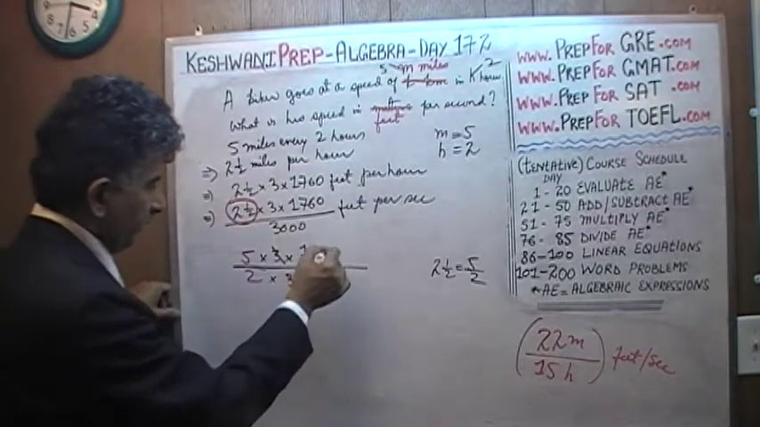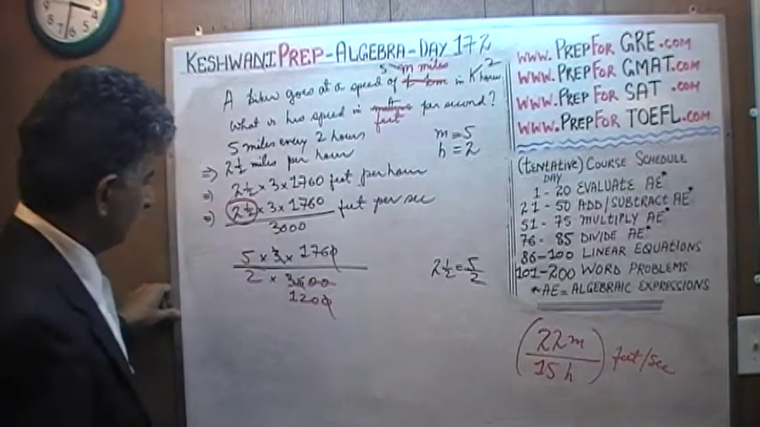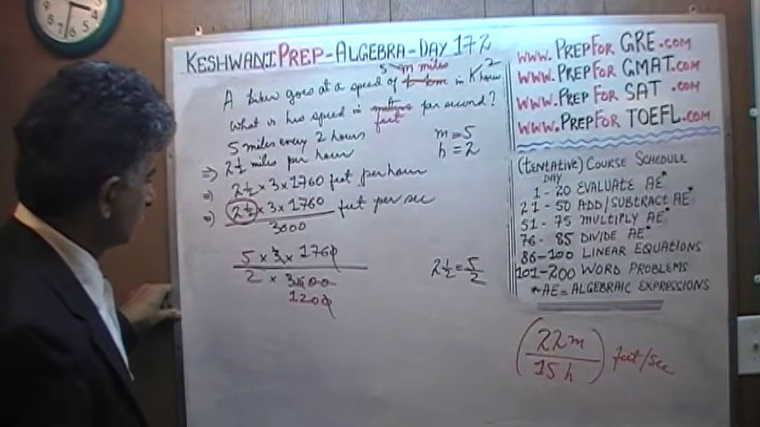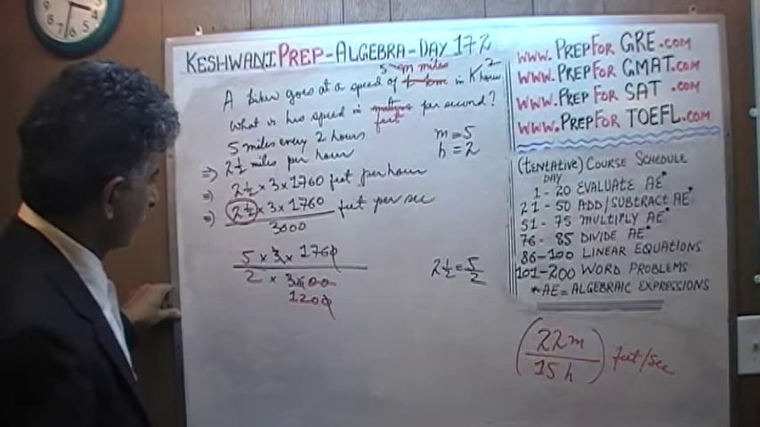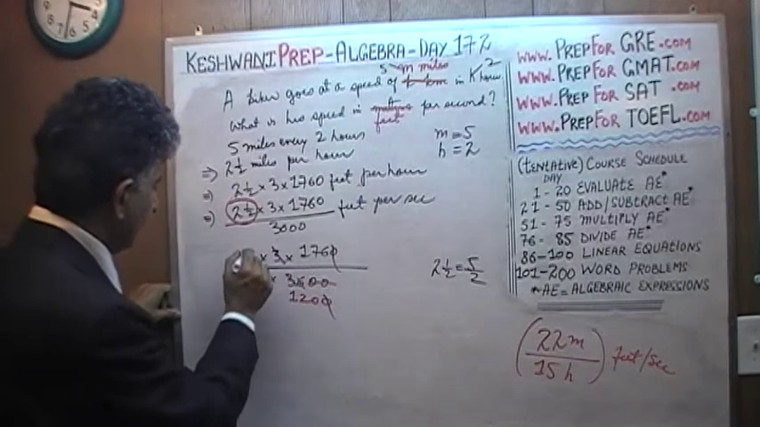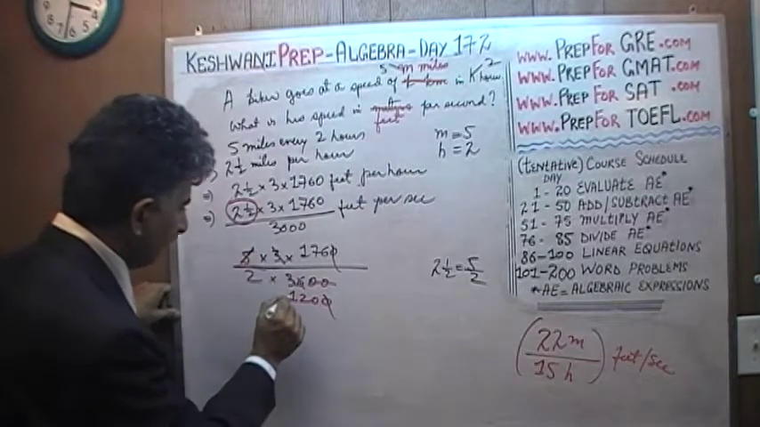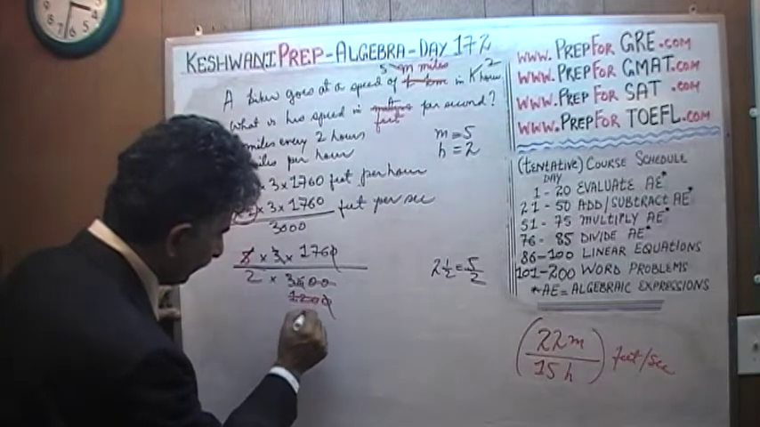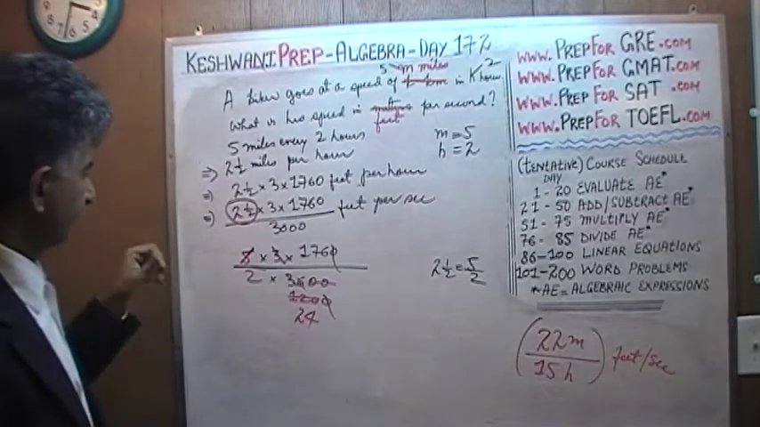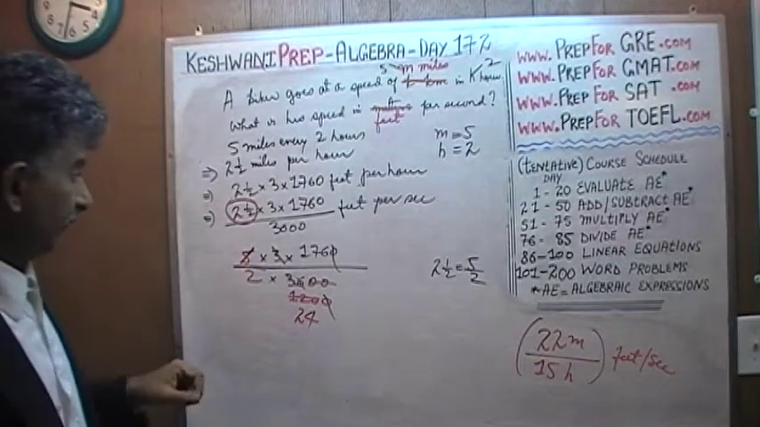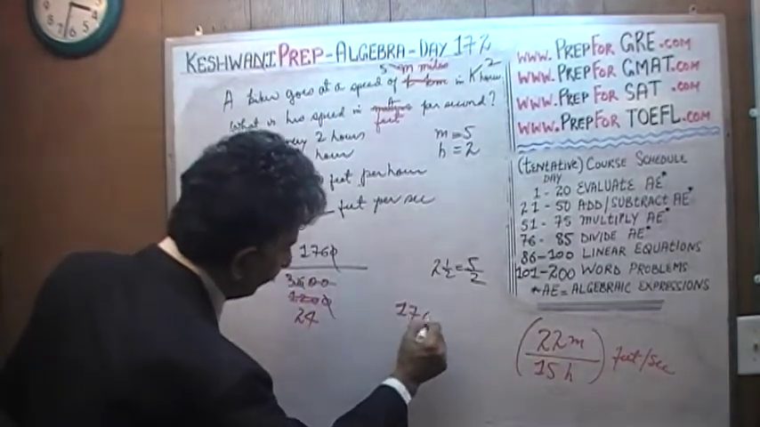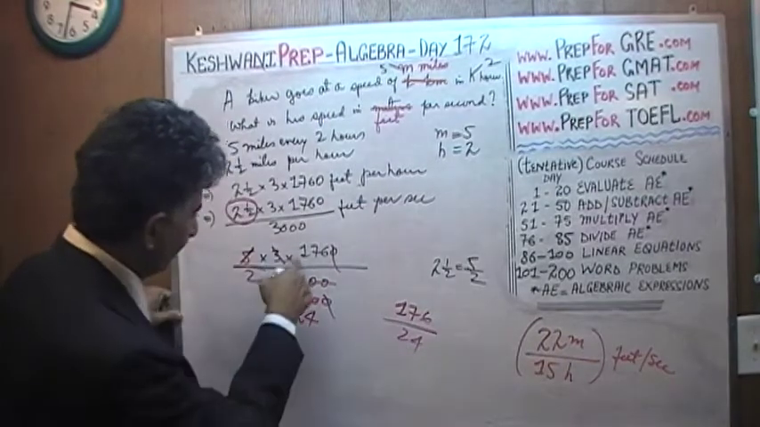Let's divide top and bottom by 10, so this 0 drops out. Let's divide top and bottom by 5. There are 2 5s in a 10, and then 2 goes there, becomes 4. Let's divide top and bottom by 4. Okay? 176 over 24 is what we're dealing with here.